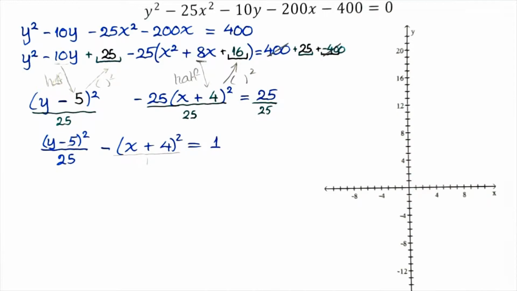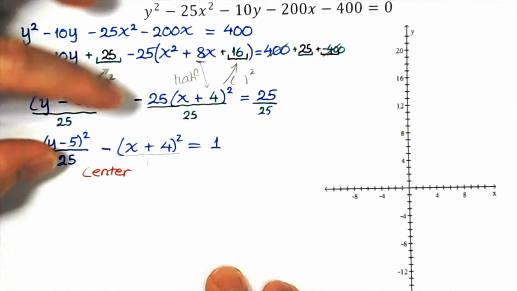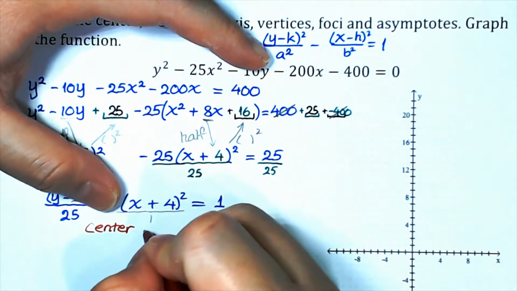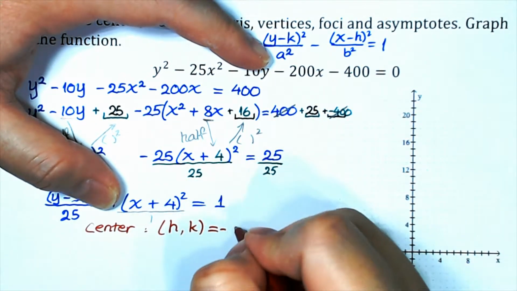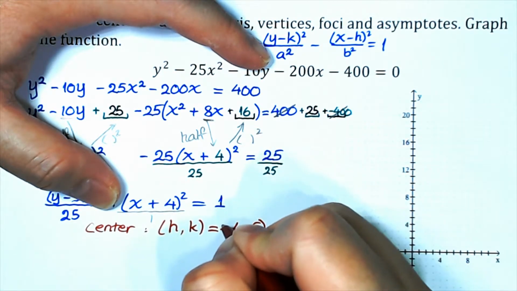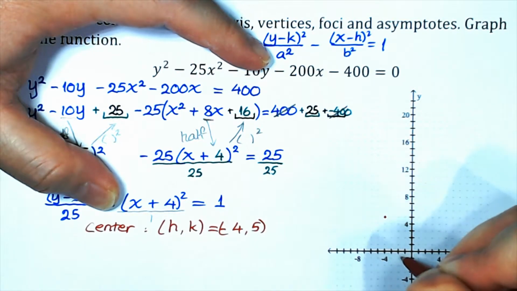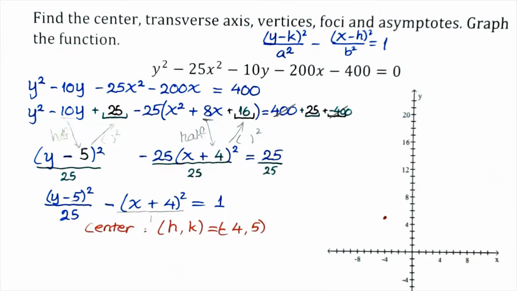From here we can say that the center, compared to the equation, k is equal to 5 and h is equal to -4. So the center h and k is -4 and 5. So that is the center. Next, we will find all of those information later. But first we look at the graph.